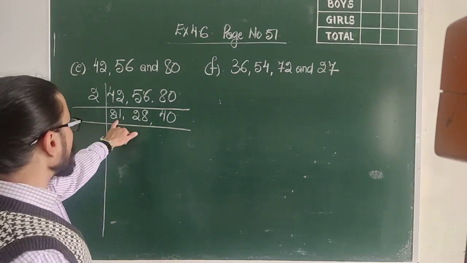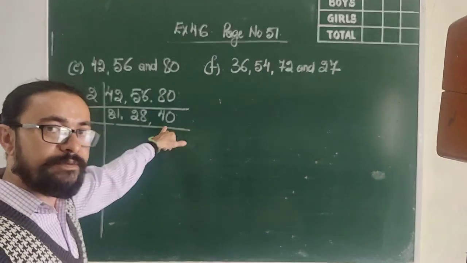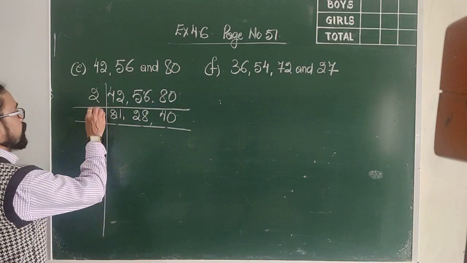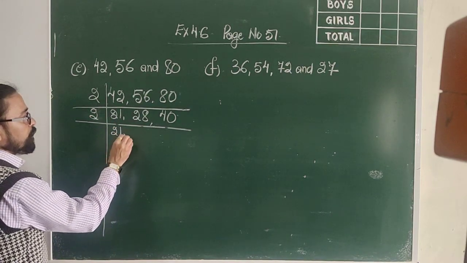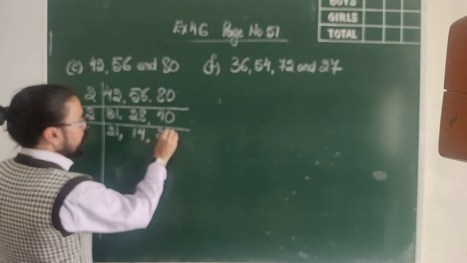Now here we can see that 21 is not divisible by 2. But 28 and 40 are divisible by 2. So we'll divide these two and we'll copy 21 down. So 21 comes down. 2 1s are 2, 2 4s are 8. 2 2s are 4, 0.